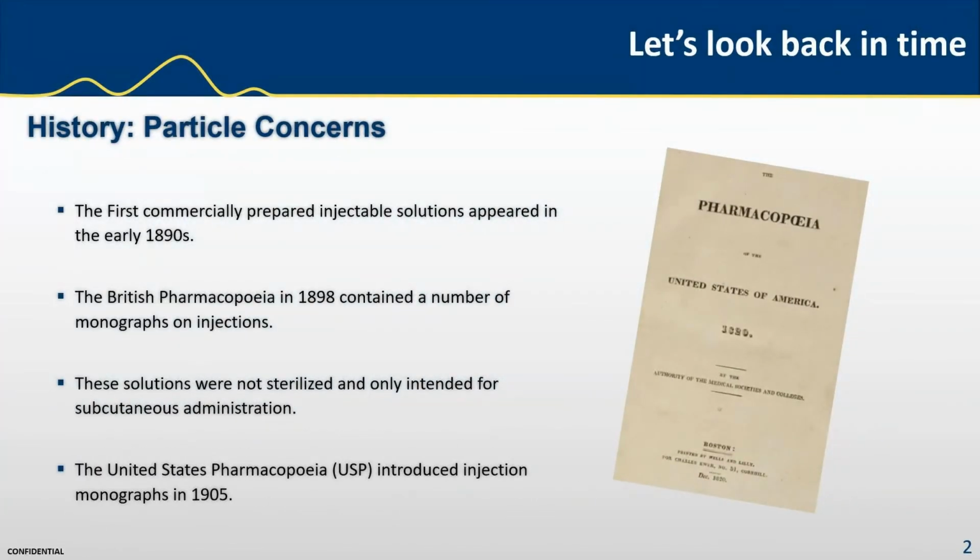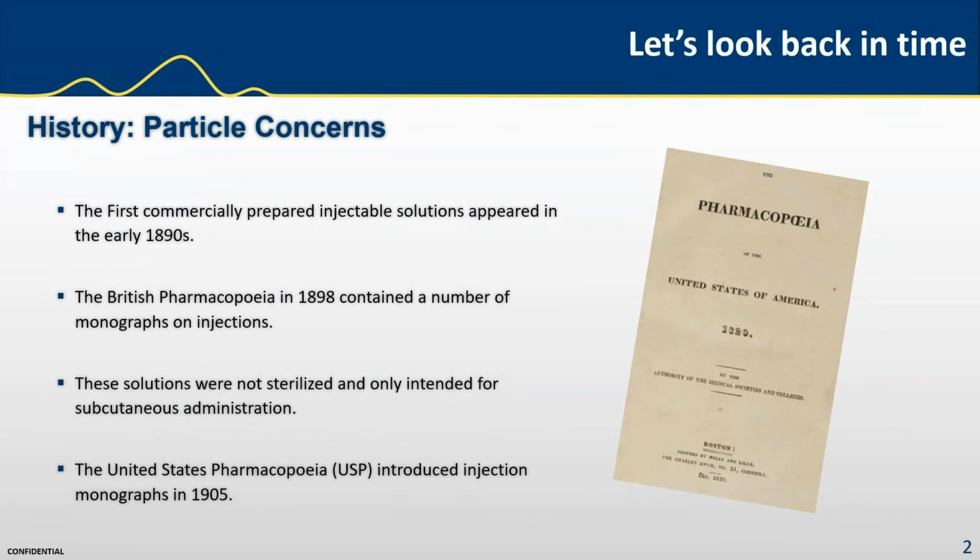I wanted to cover USP history as we go back in time a little. Injectable solutions were commercially available in the 1890s, with the first monographs mentioned in the British Pharmacopoeia in 1898. The United States Pharmacopoeia introduced monographs in 1905. A monograph is basically a study of a single specialized subject. So we can see there were studies on the injectables back then.